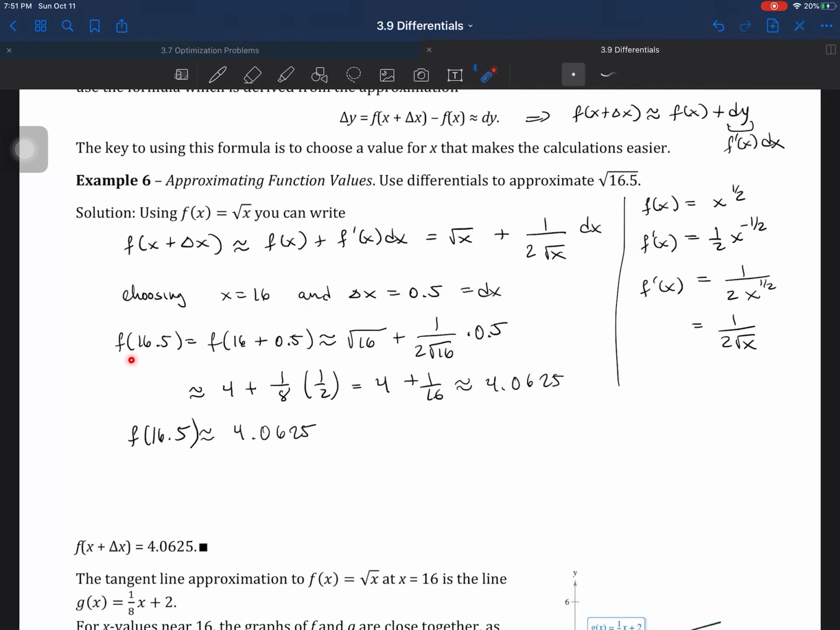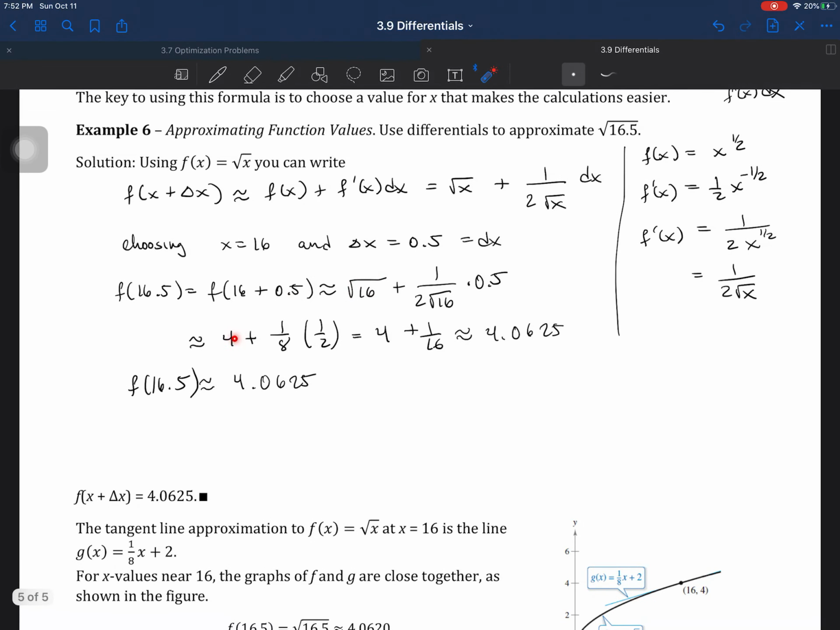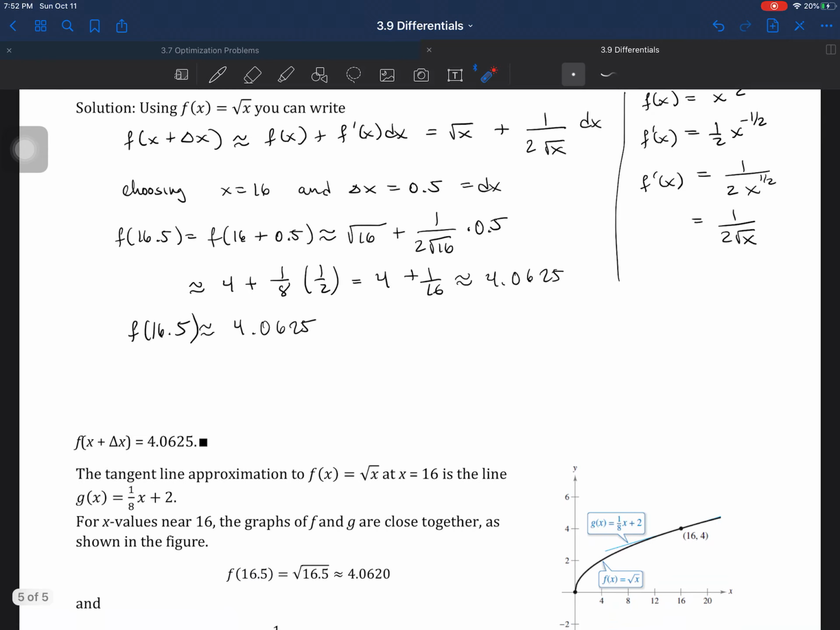So now we can go back and say, f of 16.5 is equivalent to f of 16 plus 0.5, which is approximately the square root of 16 plus 1 over 2 times the square root of 16 times 0.5. If we compute this, the square root of 16 is 4, plus 1 over 2 times 4, which is 1/8, times 1/2. So this is 4 and this is 1/16. Combine this in your calculator and that gives you 4.0625. And there you go. Do you see how that was kind of neat, to be able to do this approximation?